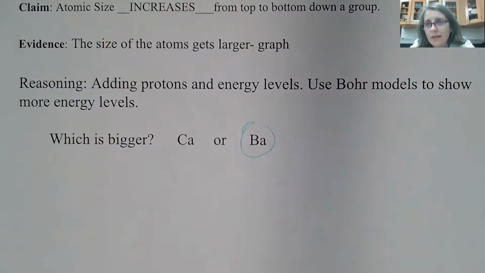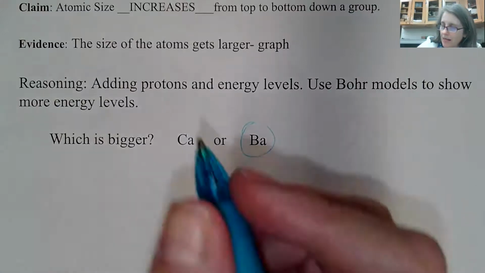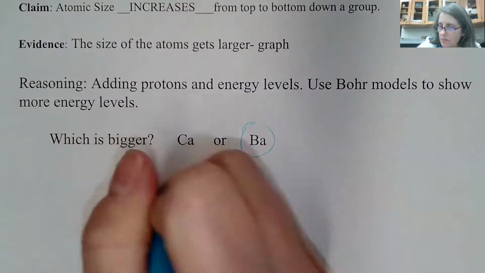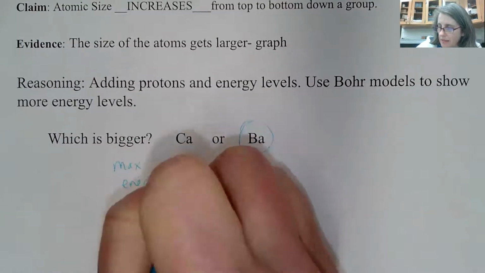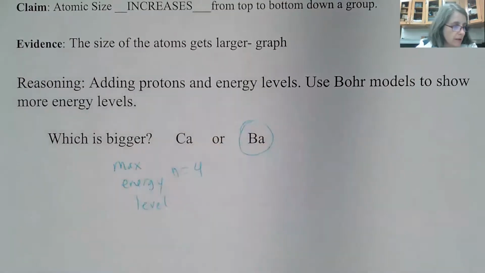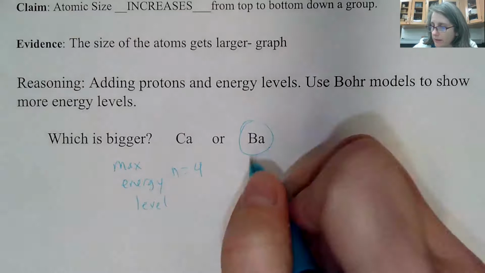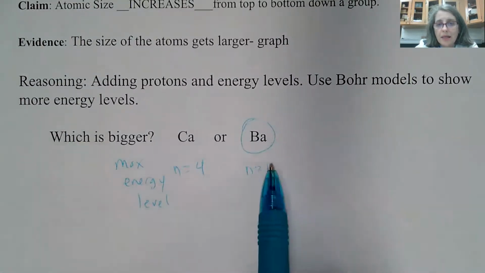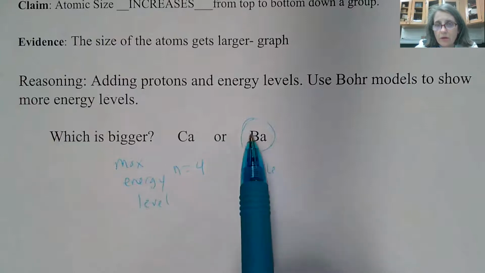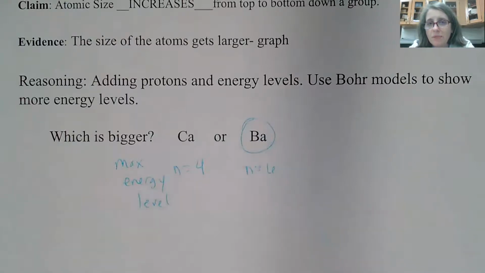Again, you're going to get a point for getting it correct, but then you're going to have to explain why. With this one, because of where calcium and barium are on the periodic table, it's hard to draw a bunch of circles. So instead, we're going to write something like this. The max energy level for calcium is energy level 4, while barium is energy level 6. Because barium has more energy levels associated with it, it is going to be the bigger atom.